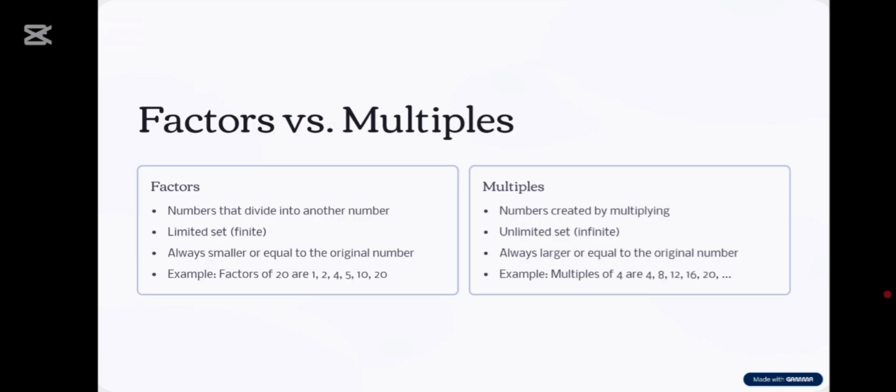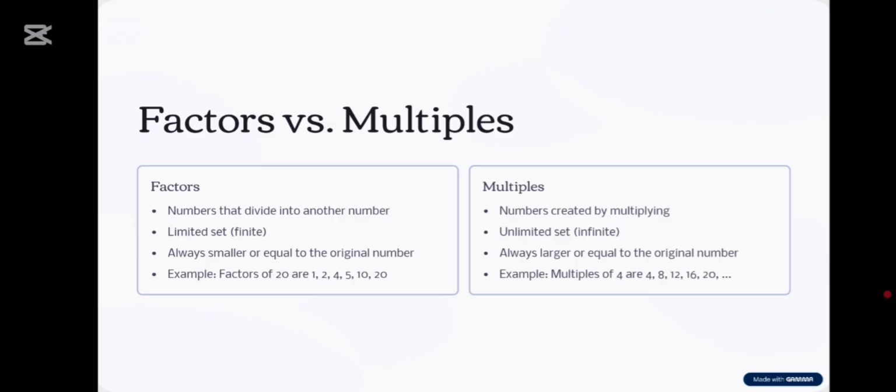Then the third difference was saying always smaller or equal to the original number. Always smaller or equal to the original number, while for multiples, always larger or equal to the original number. Take note of that. Then now examples of factors of 20. So we have 1, 2, 4, 5, 10, and 20.